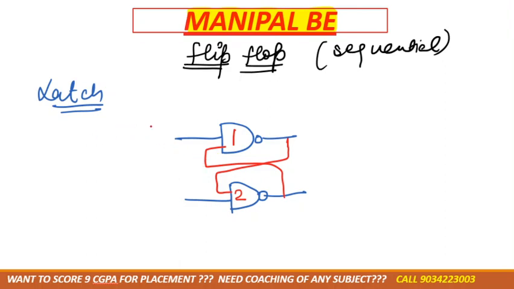Okay, so the input is represented by B1, B2. B means bit, जैसे bit होती है ना, binary bit. And the output here in the flip flop is represented by Q, and this one would be represented by Q bar. Okay, so draw this. This is technically known as a latch.